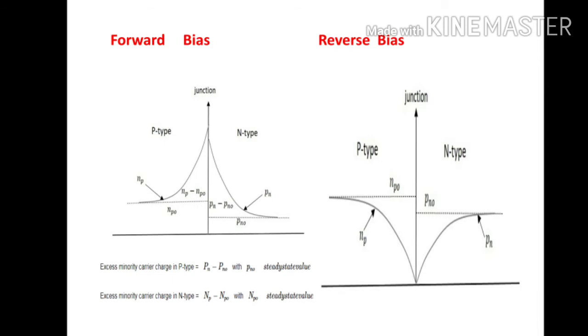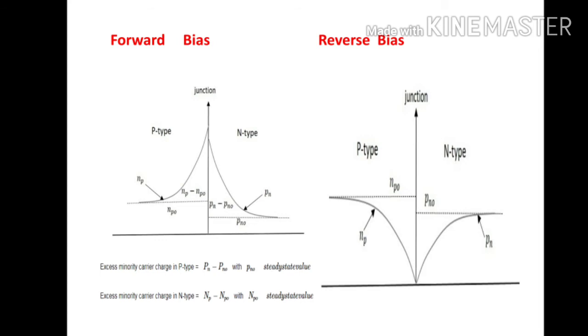Likewise, on the n side the electrons will be more. So the curve is exponentially increasing near the depletion region at the center. Likewise, if we go for the holes, they are very few compared to that.